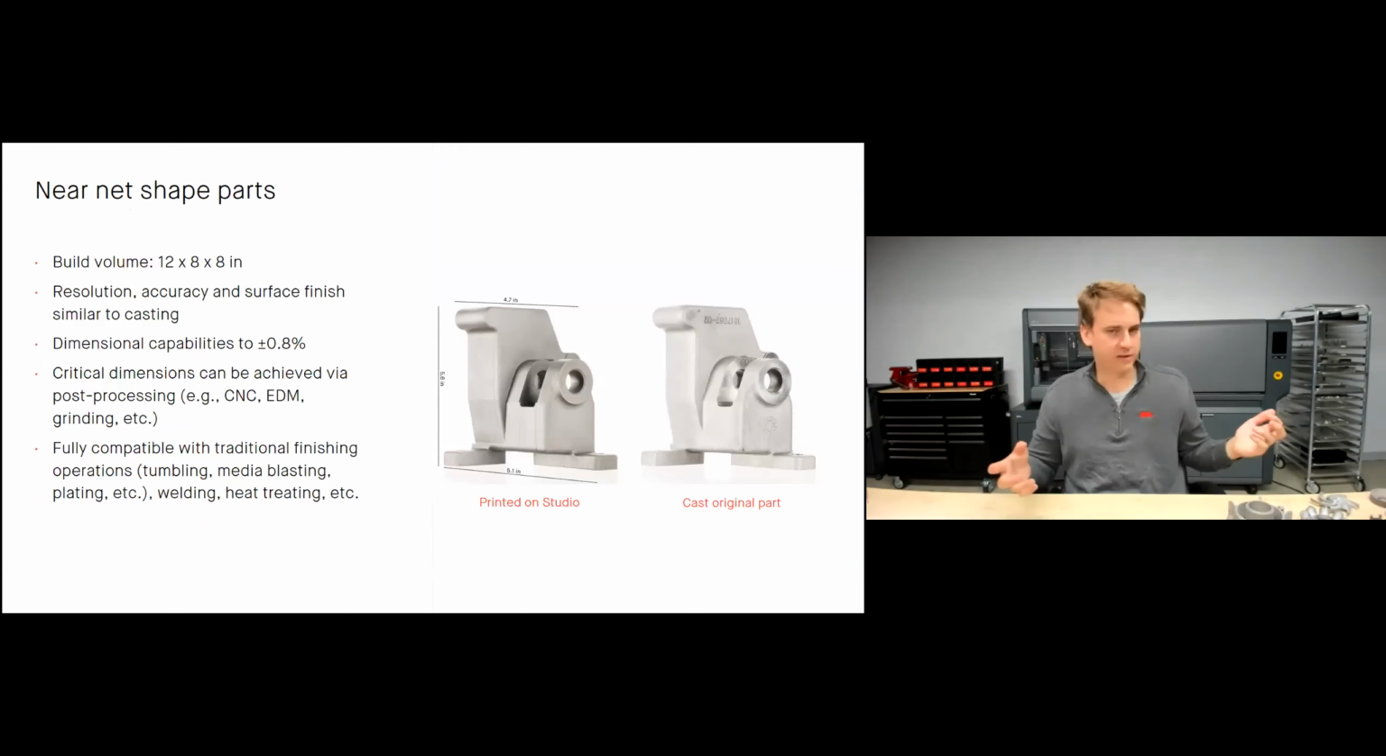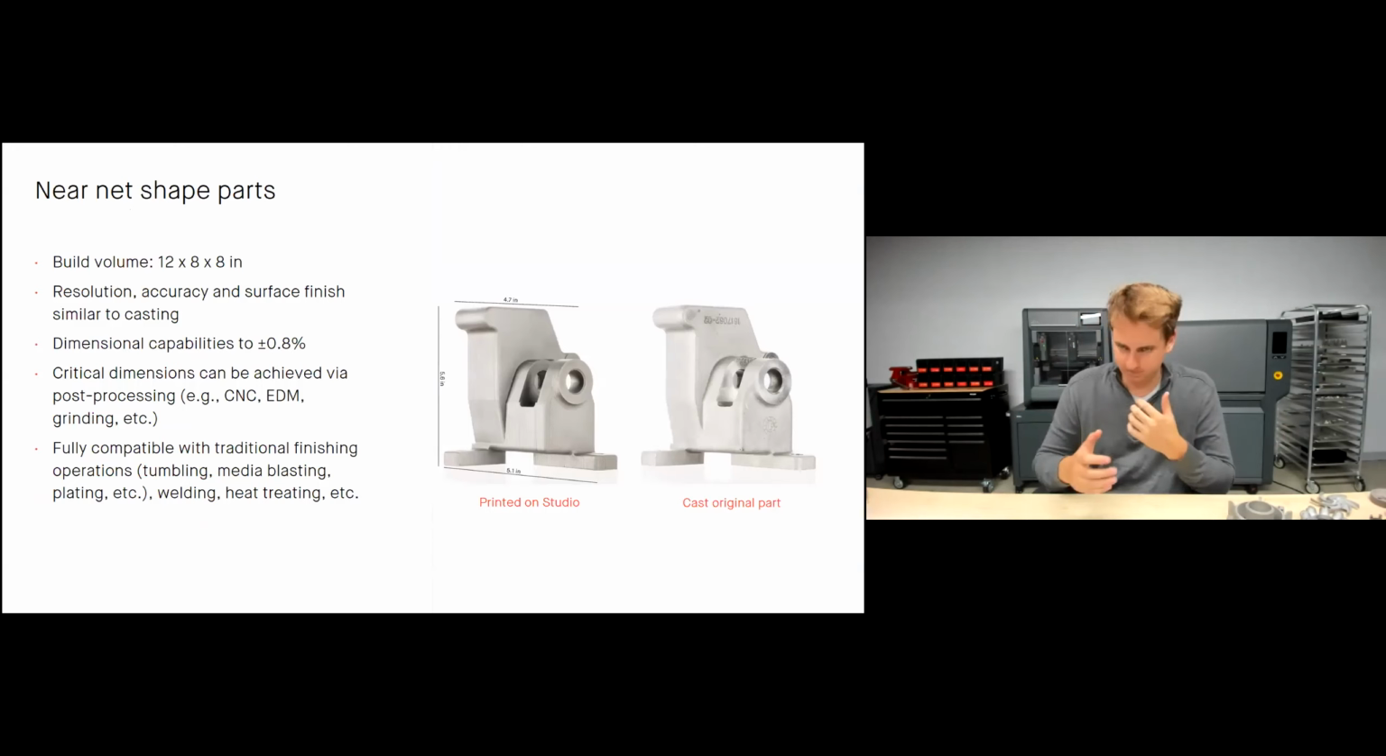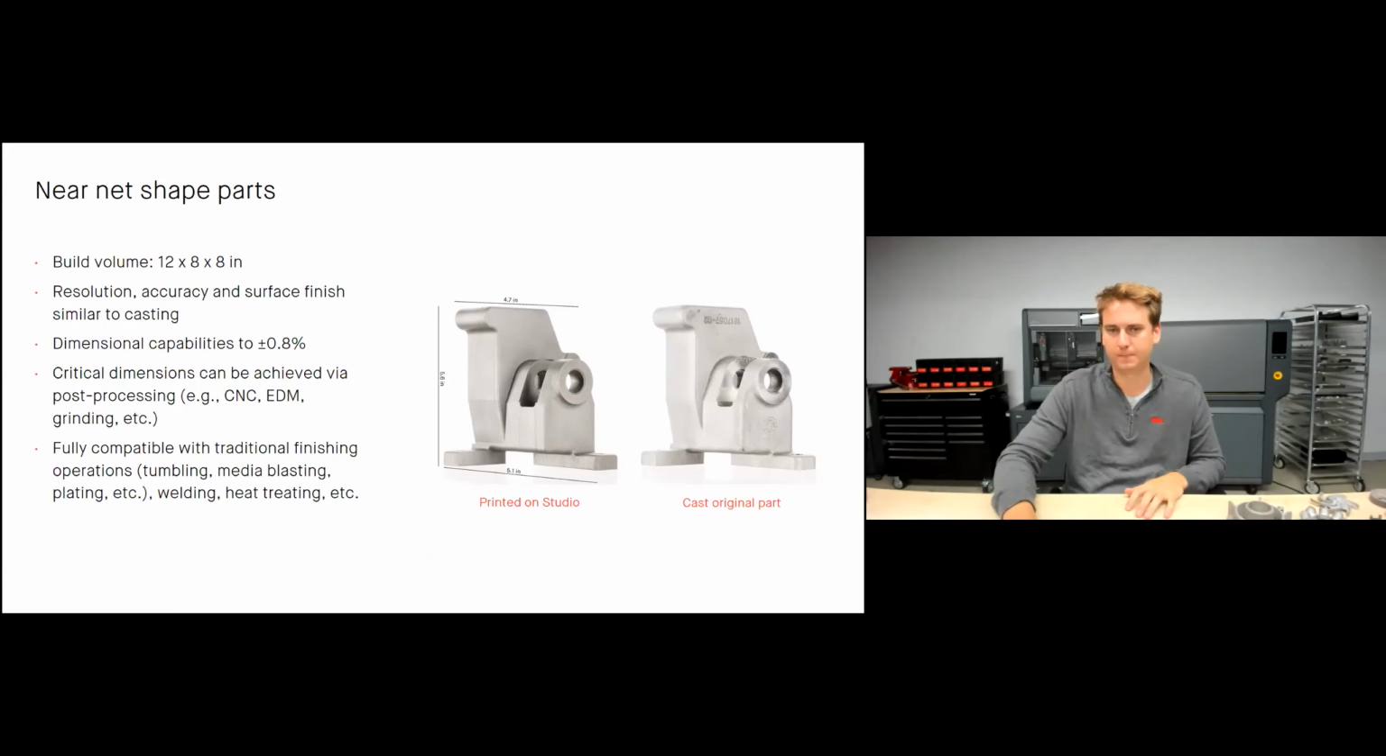So what's the result of this process? We're getting what we call a near net shaped part. So resolution, accuracy, surface finish is similar to what you would get in a high quality casting. We're getting dimensional capabilities of about plus or minus 0.8%, but it's important to know critical dimensions can be easily achieved with post-processing. So, if you do need a tighter tolerance, you can simply put it on a mill and machine just half a millimeter off your part, instead of having to machine this entire part out of a solid block of steel.